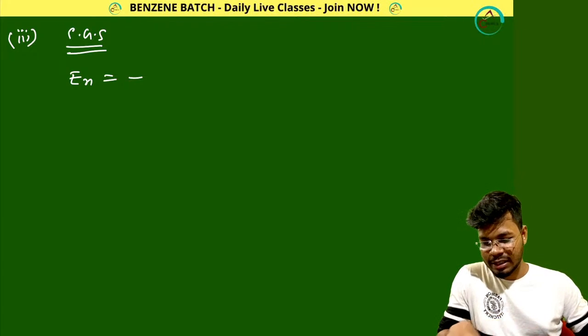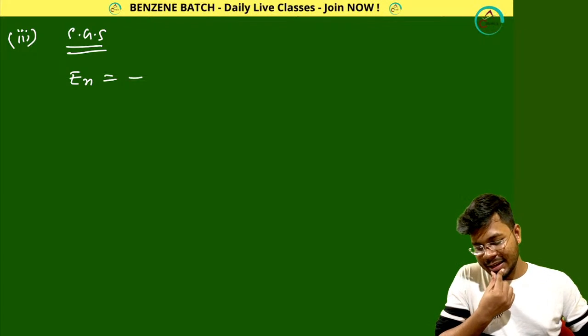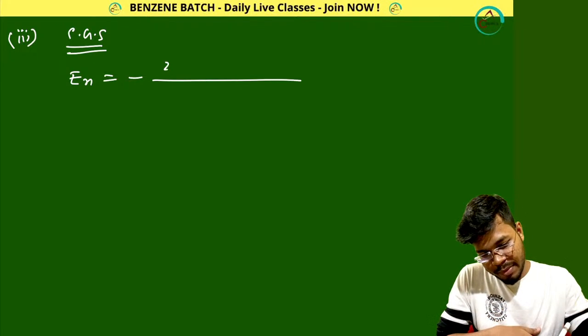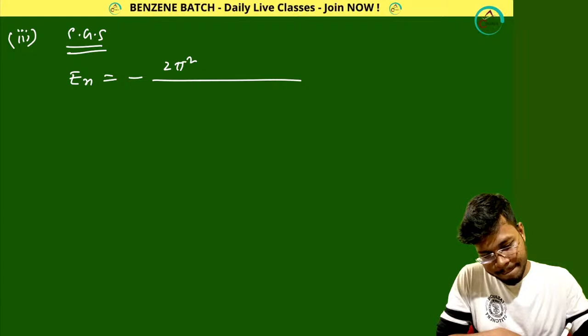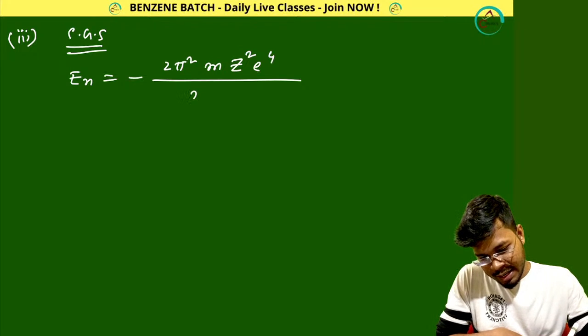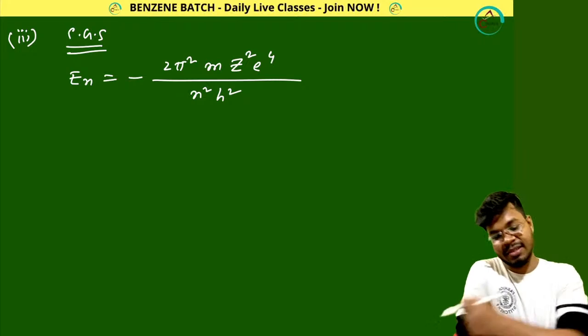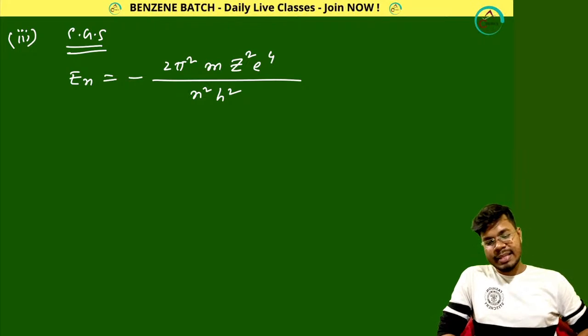But for the examination, you just need to remember that. I think it was like minus 2 pi, okay, maybe it is 2 pi square m z square e to the power 4, and finally here n square h square. Okay, 4 pi epsilon naught will not be there. Yes, this is the equation in CGS unit.